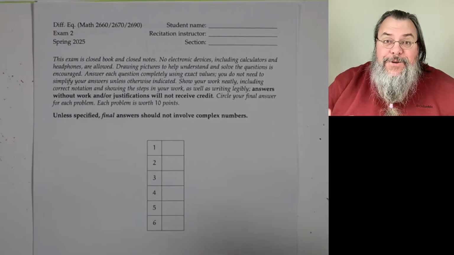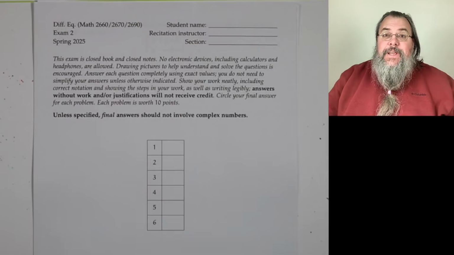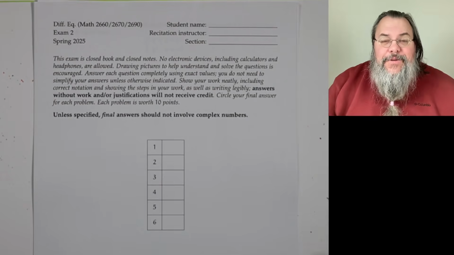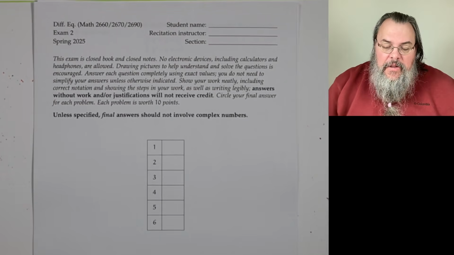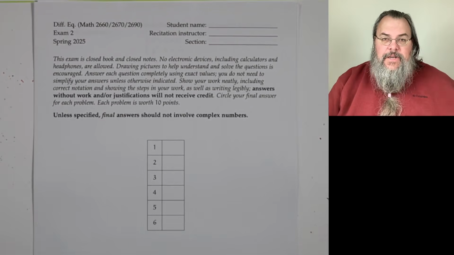So we've got a really cool exam here. This is the second exam of differential equations, and that deals with the matrices part of it. So in other words, systems of equations. This is from spring 2025, great vintage, lots of fun stuff ahead.